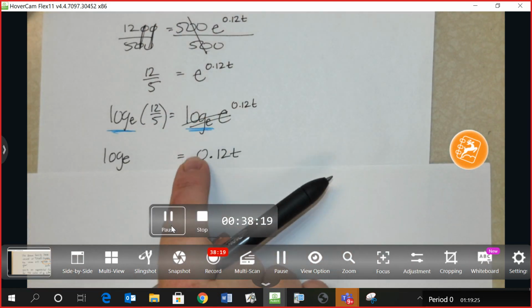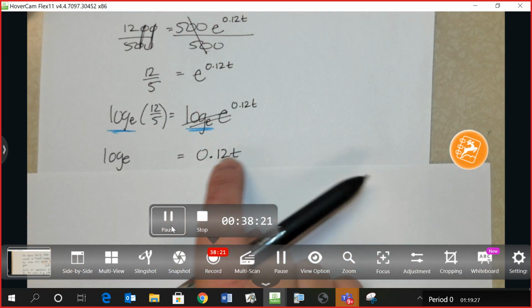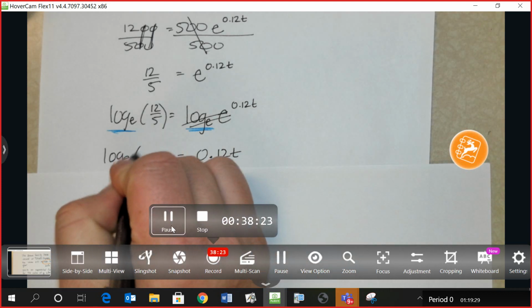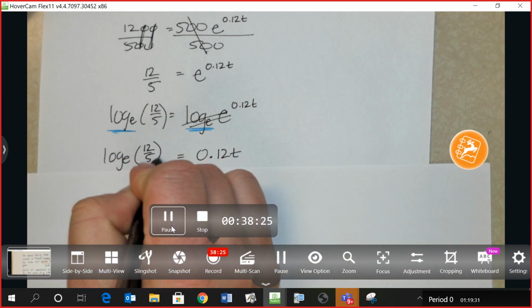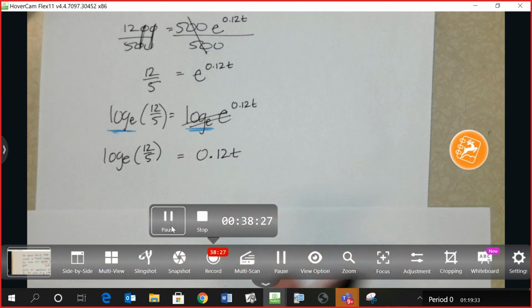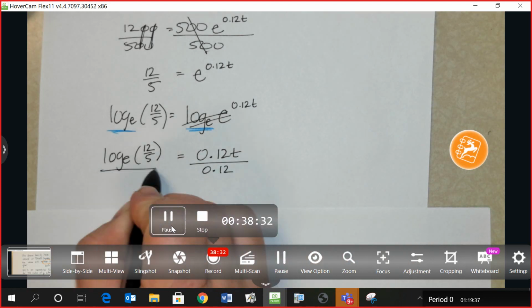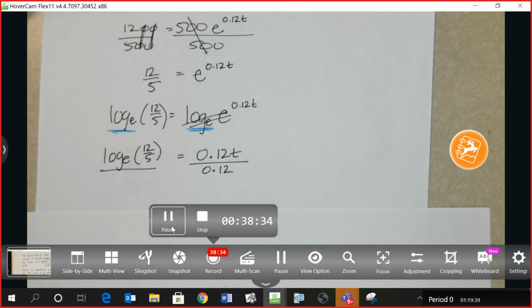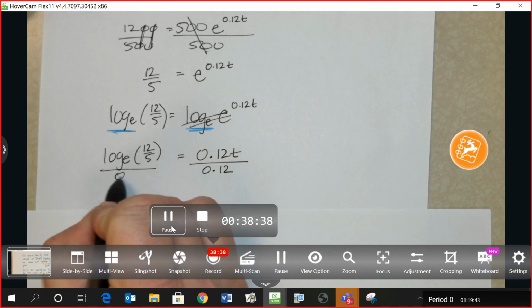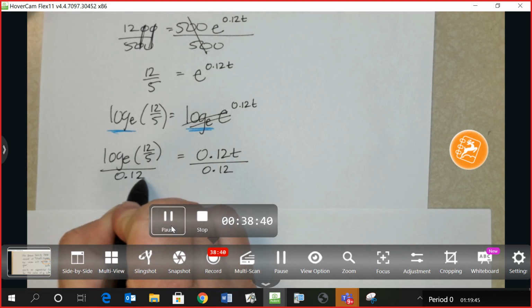So I could bring down a 1, but I know 1 times this quantity is not going to change anything. Okay, and my final step is to solve for T. It does ask us to put our final answer and round it to the nearest thousandth. Thousandths is just like hundredths, just one place more.